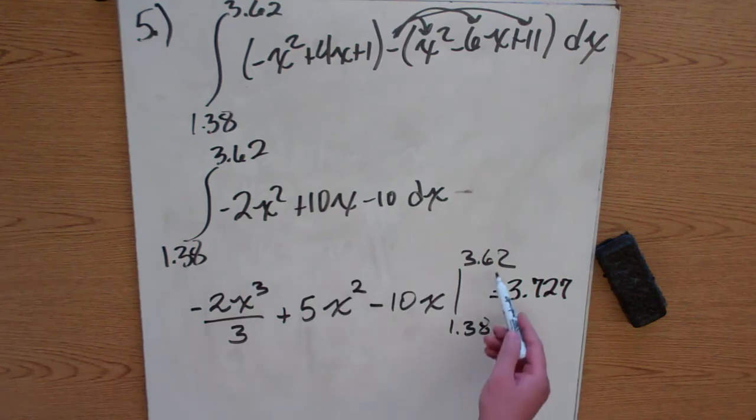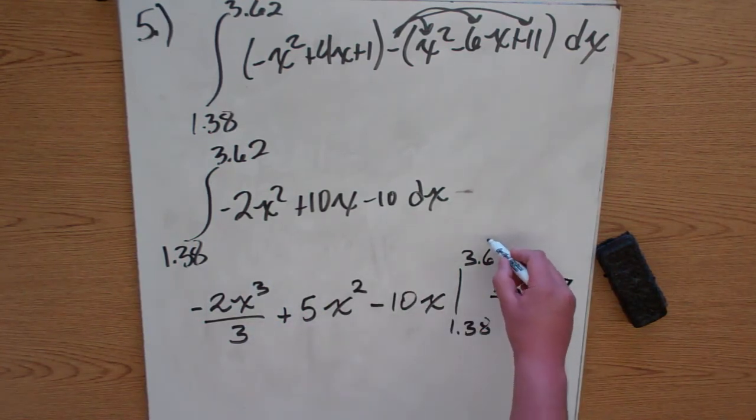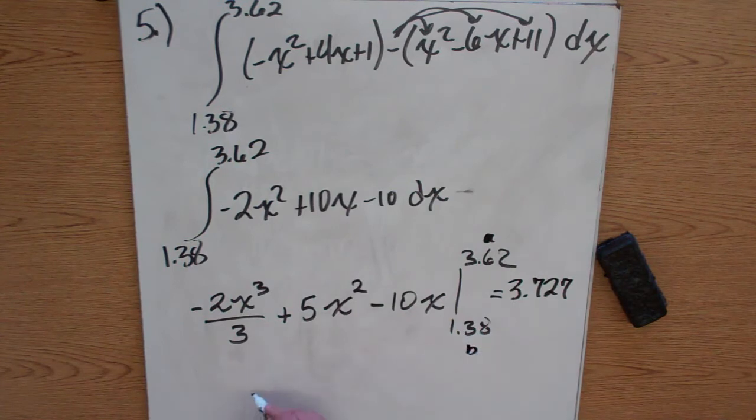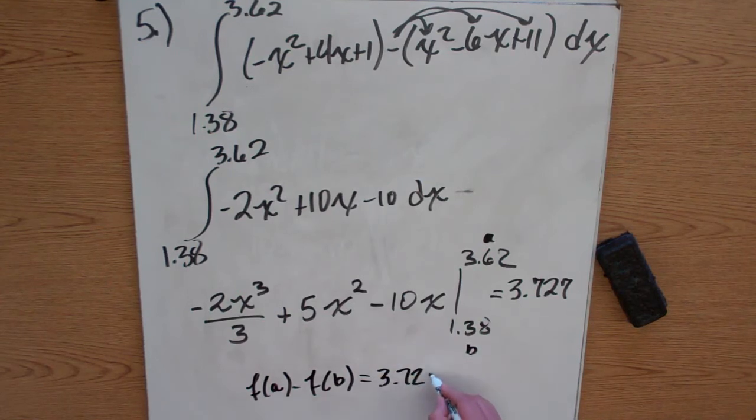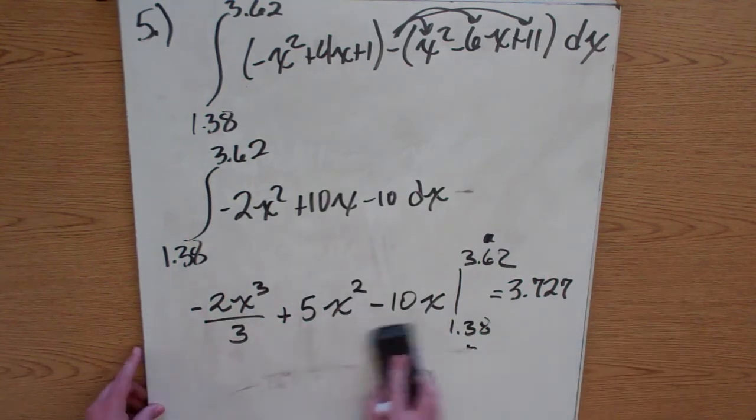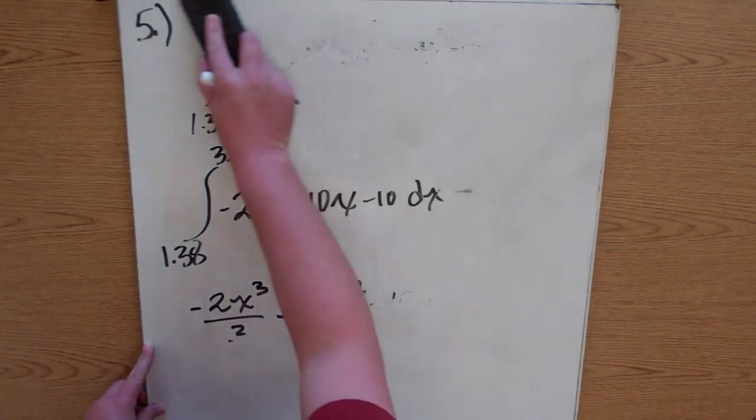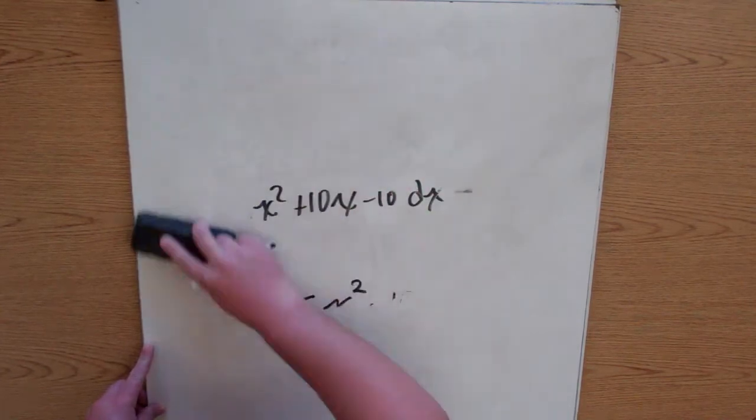So you could call this A and this B. It's just F of A minus F of B. And that, of course, comes out to 3.727. So that's number 5. Now let's look at number 6. I'm just going to erase this. All right, number 6.